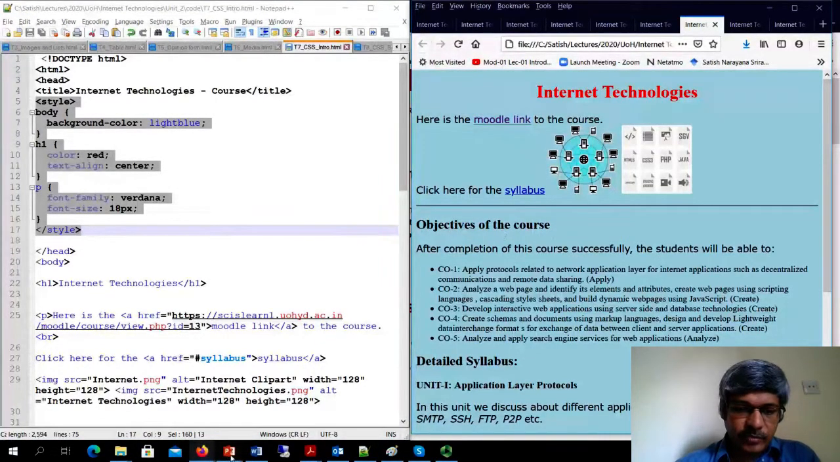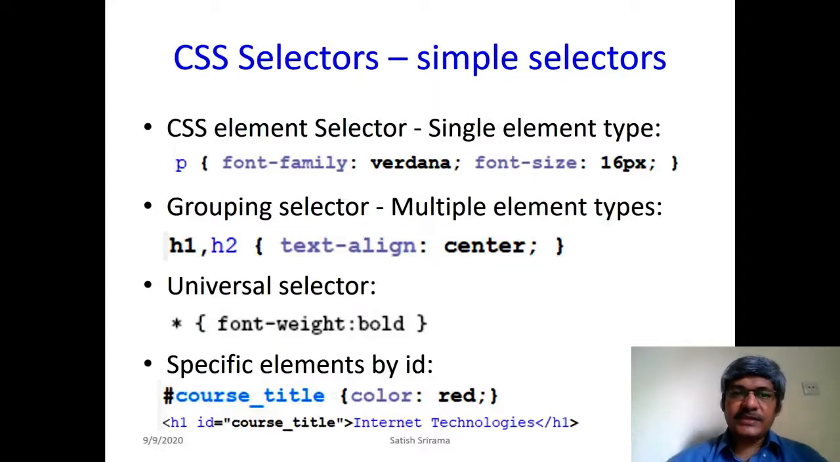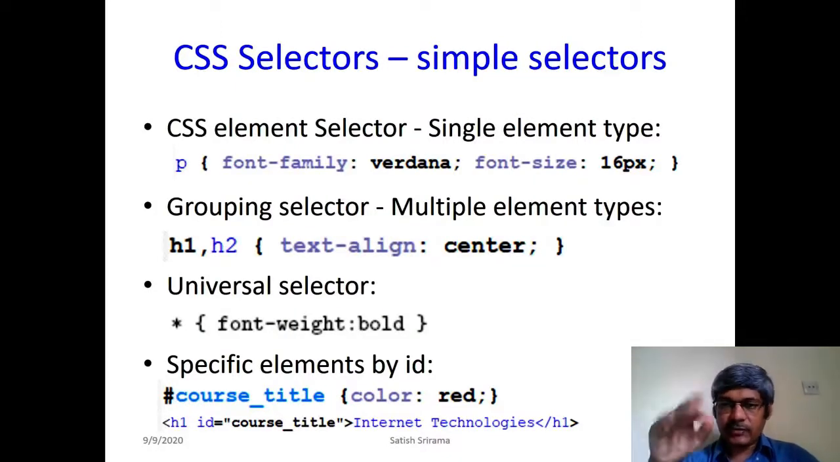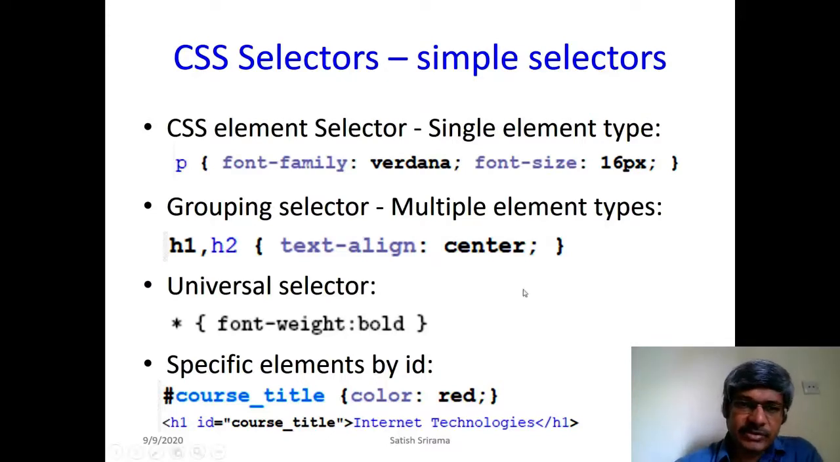Okay, let's move further. There are different types of CSS selectors possible. There are simple selectors, and we'll see them in the next slides. So the simple CSS element selector is a single element type. We already have seen, for example, P as the selector. We put properties and values, these declarations: font family Verdana, font size 16 pixels.